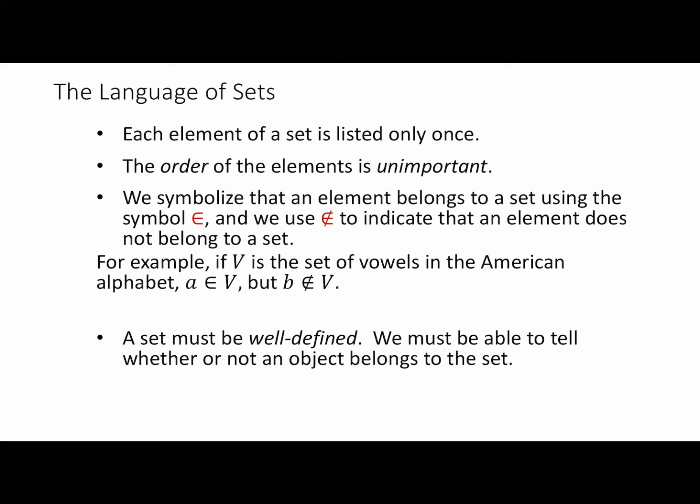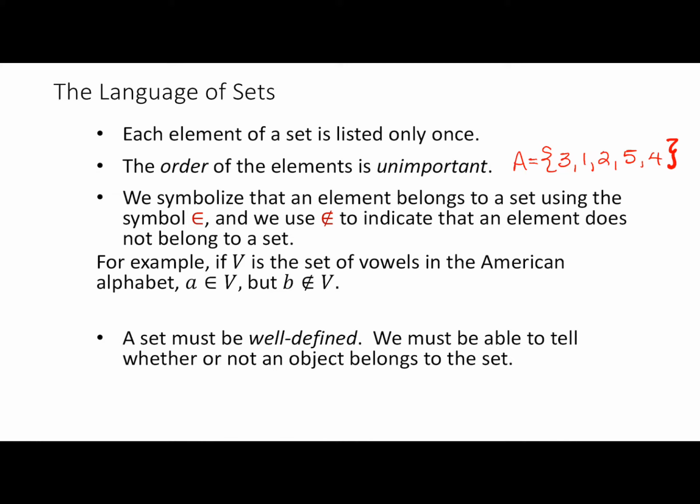All right, so let's talk a little bit about sets. Every element of a set is listed only once. So if 1 is in my set, I only need to list it once. I don't need to list it more than once. The order of the elements is unimportant. So that set A that was {1, 2, 3, 4, 5} is the same as the set {3, 1, 2, 5, 4}. So it doesn't matter what order I list those elements in.